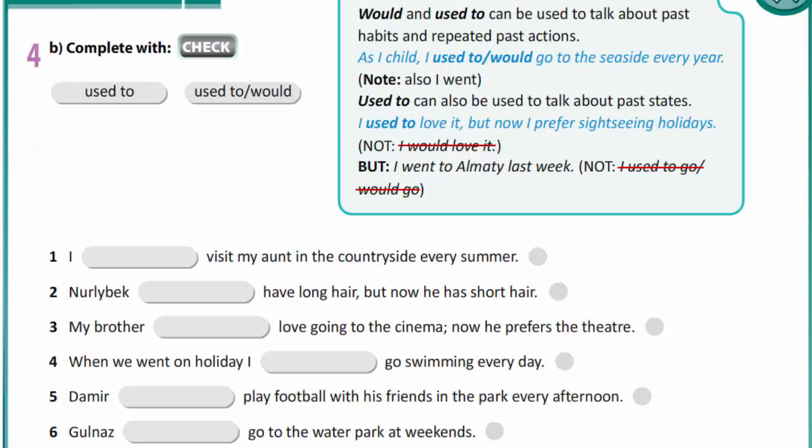Now you are to complete the sentence with the expressions used to or would. For example, I used to visit my aunt in the countryside every summer. You may say, I would visit my aunt in the countryside every summer. You are to finish this exercise yourselves.